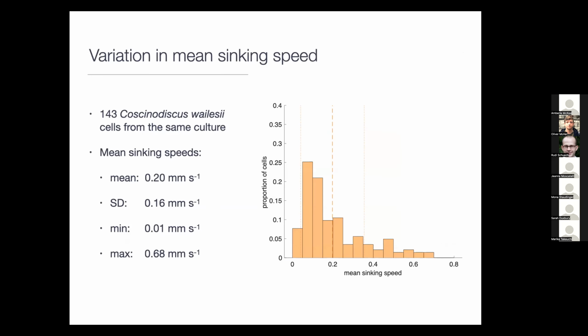So the first thing I'll show you is the limitation of using just one number to look at sinking speed. This is the results from an experiment with Coscinodiscus wailesii. These are 143 cells from the same culture, same exact treatment. And we can see there is a mean sinking speed, which is 0.2 millimeters per second, but there's also quite a range. So we have cells that are sinking as slowly as 0.01 millimeters per second and cells that are sinking as quickly as 0.68 millimeters per second. So it's probably not really fair to use just one mean sinking speed.